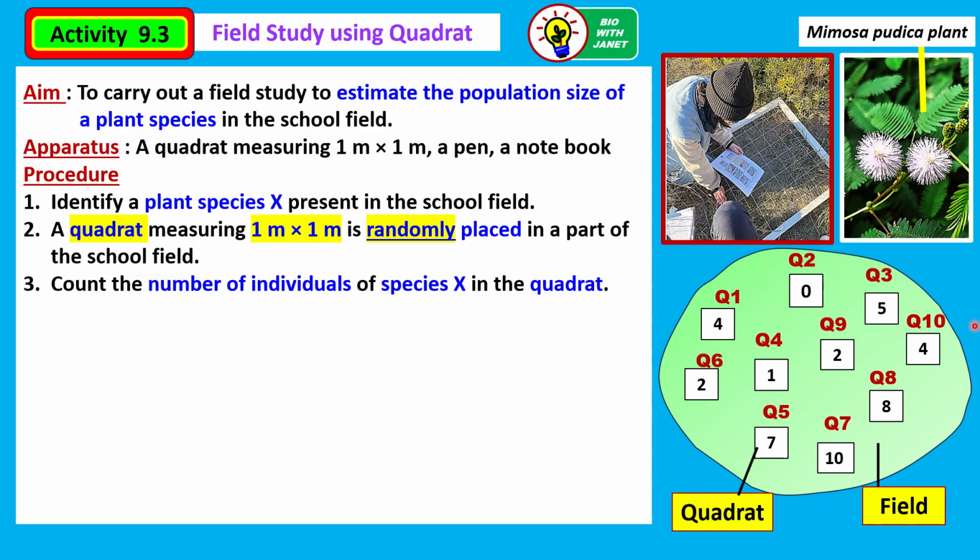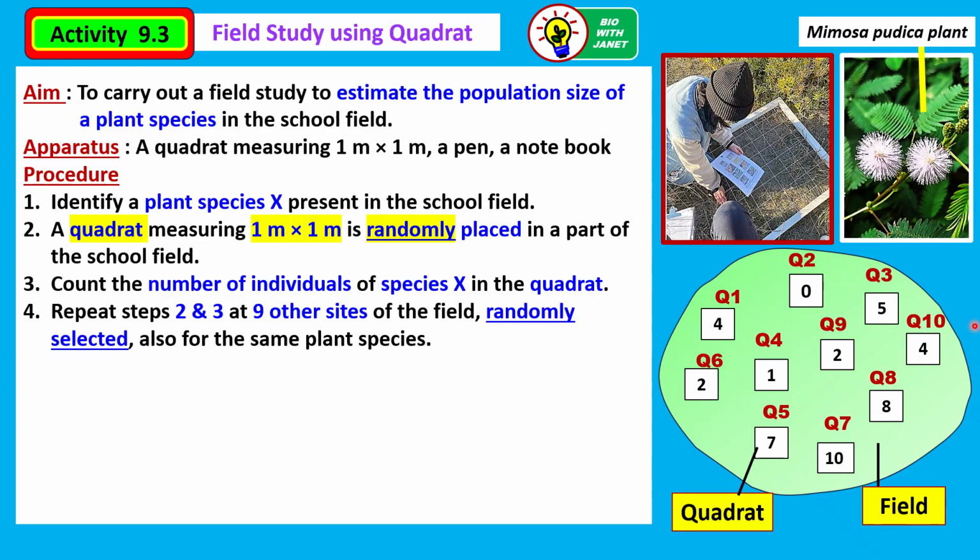Right, after you place the quadrat in the school field, you count the number of individuals of that species X in the quadrat. Now repeat steps 2 and 3 at 9 other sites. Maybe you can still use the same quadrat if you want, okay? And at 9 other sites of the field randomly selected also for the same plant species. Okay, so this diagram here shows you the results of the 10 quadrats that were used and the number of plants in each quadrat. Like quadrat 1 has 4 of the plants of that same species, species X, right? Quadrat 2 does not have any individuals of this plant species, and so forth.